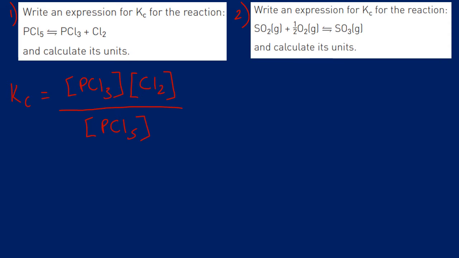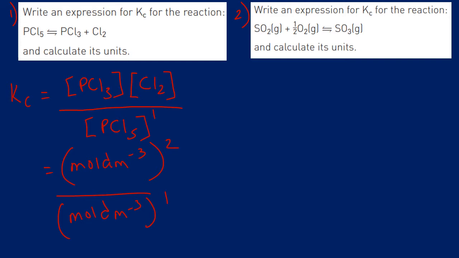How do we work out the units? Well, the tip is add these stoichs together on the top. So 1 plus 1 is 2. So we end up with moles per decimeters cubed, I'm going to leave that in brackets for now, squared. So we've done 1 plus 1 is 2. And it's divided by moles per decimeters cubed to the power of 1, because there's only 1 on the bottom.